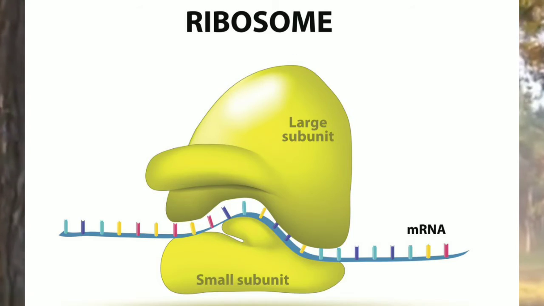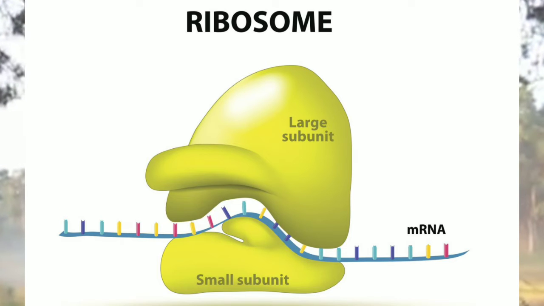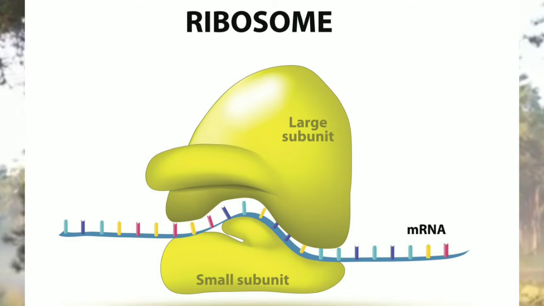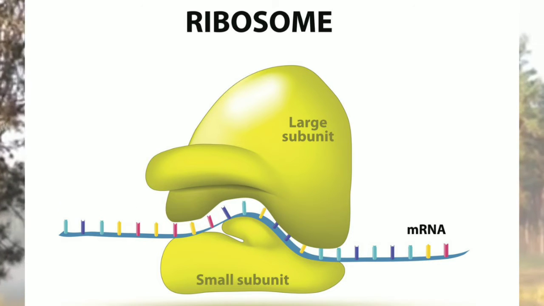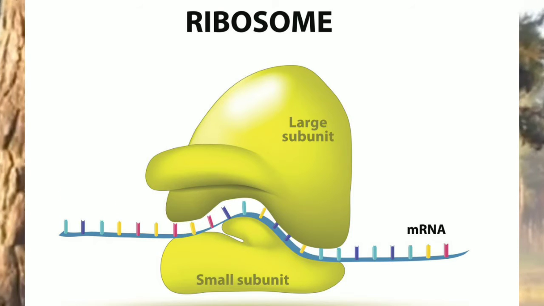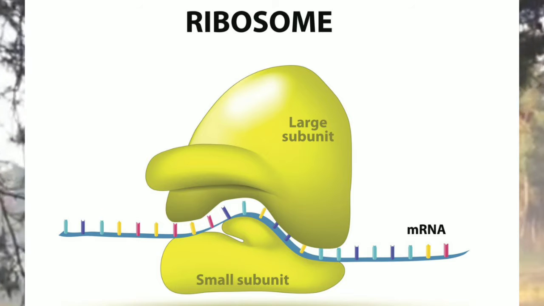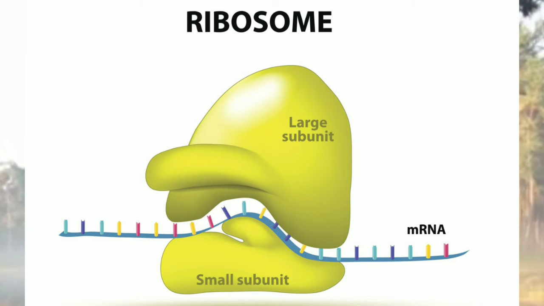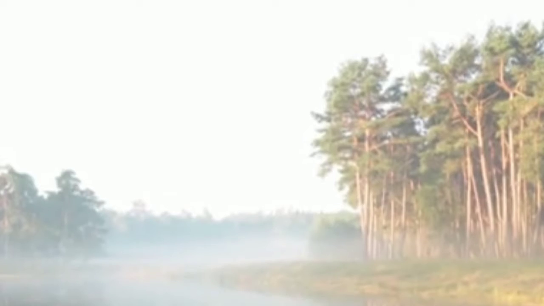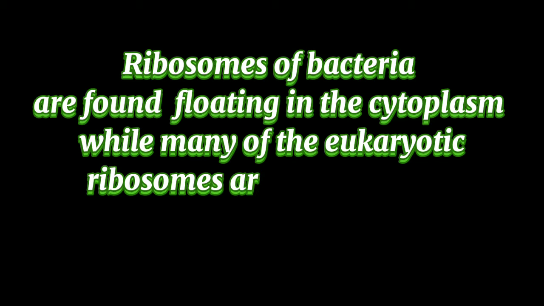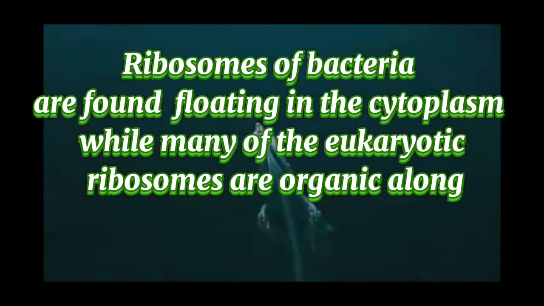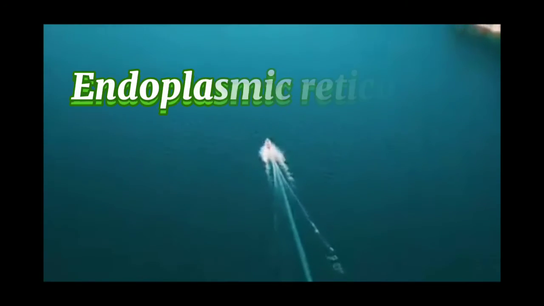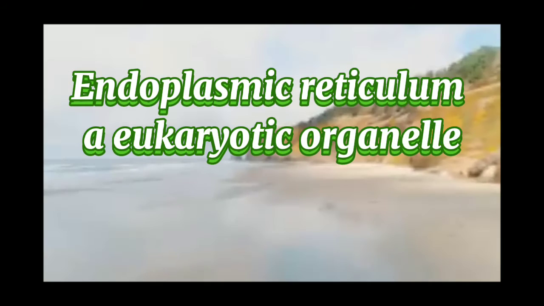Third, the ribosome. It is the protein-making factory of the cell. It is composed of both RNA and protein. There are some distinct differences between the ones found in bacteria or archaea and the ones found in eukaryotes, particularly in terms of size and location. The ribosomes of bacteria and archaea are found floating in the cytoplasm, while many eukaryotic ribosomes are organized along the endoplasmic reticulum, a eukaryotic organelle.